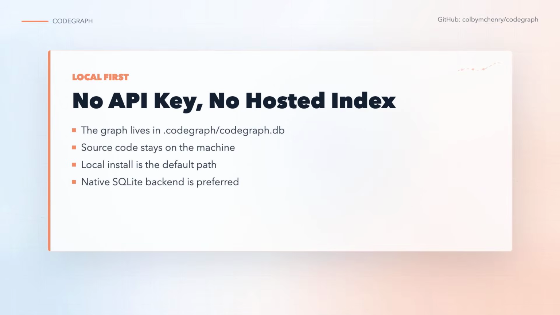Privacy is a practical part of the design. The index lives in a local .codegraph folder, and the README does not require an API key or a hosted search service. That is useful for private repos, client work, and teams that do not want code shipped into another retrieval system just to make their coding agent less clumsy.